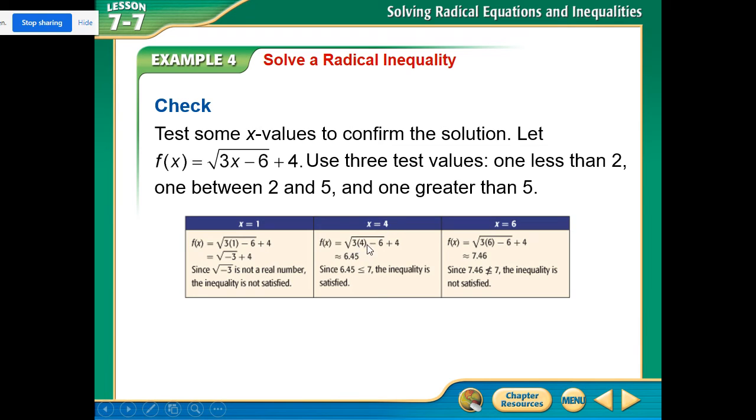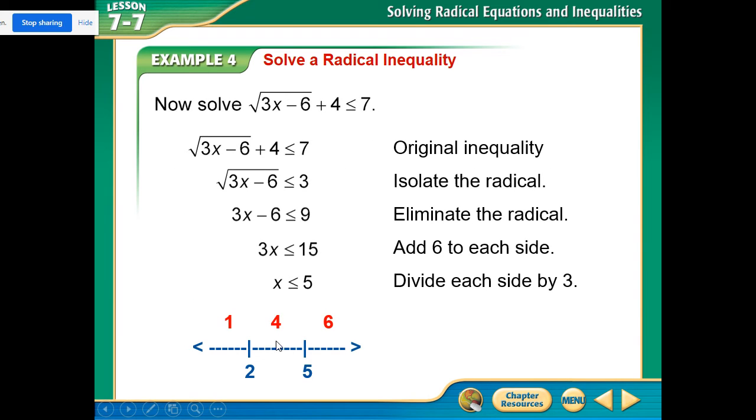Put the 4 in. 3 times 4 is 12, minus 6 is 6. The square root of 6 plus 4 is 6.45, which is less than 7. Again, just do that in your calculator. That's fine. Get a decimal approximation, because we're just testing a point, and it's less than or equal to 7. So that middle section is one that we will like. So we definitely want to have this one filled in. X'd out that one, this one's going to get filled in.